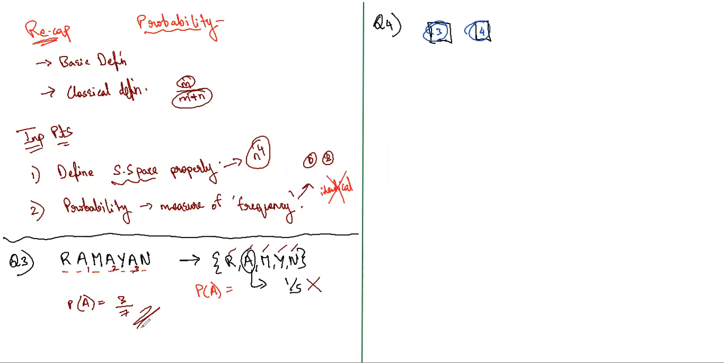So 1 by 6. 1 by 6. Good. How? So the sample space will be 36 elements. Sample space will be 36. 1, 1, 1, 6.